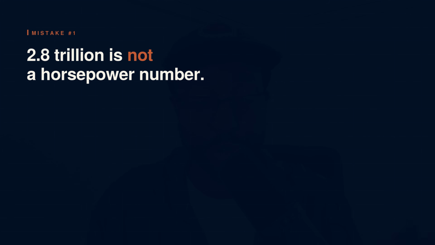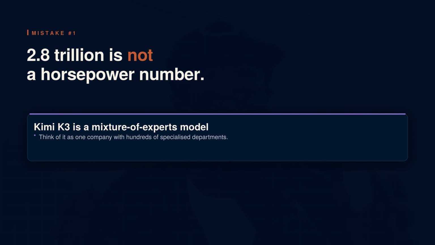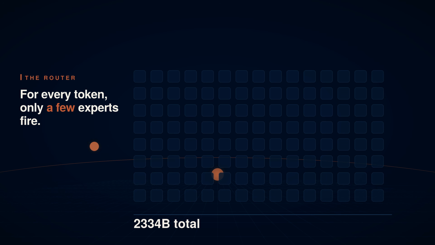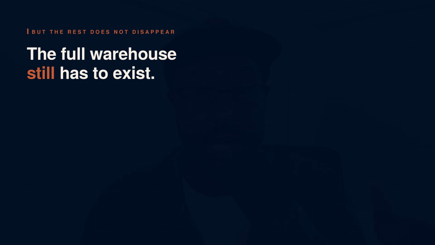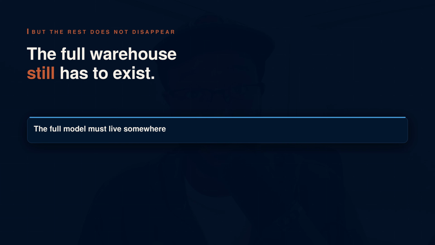The first mistake is treating 2.8 trillion parameters like it's a simple horsepower number. Kimi K3 is a mixture of experts model. Think of the total model as a huge company with hundreds of specialized departments. For every single token, the routing system does not ask every single department at once. It selects the expert that's needed for that particular step. That is why Moonshot can describe 2.8 trillion parameters while listing about 104 billion activated parameters per token.